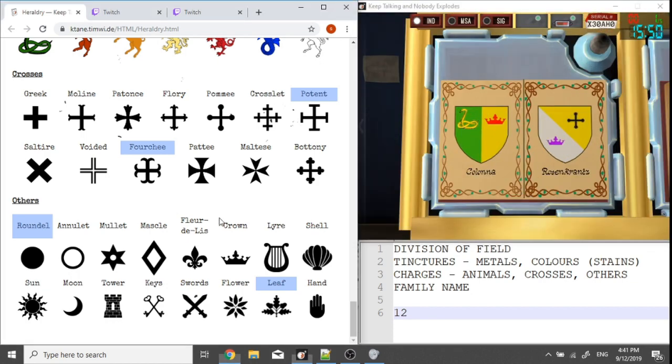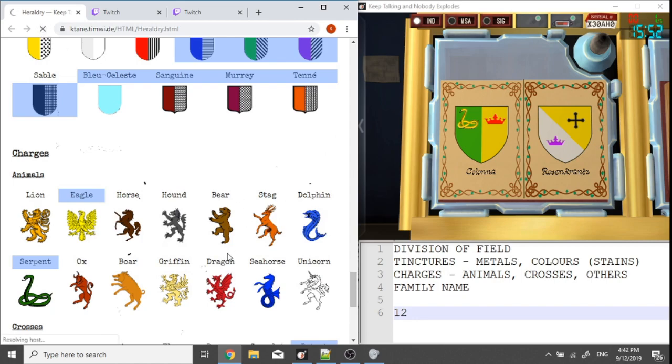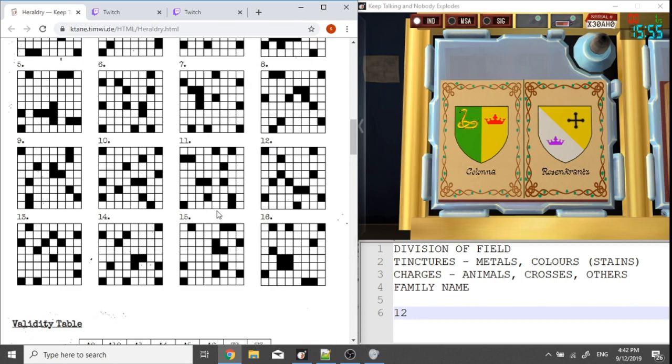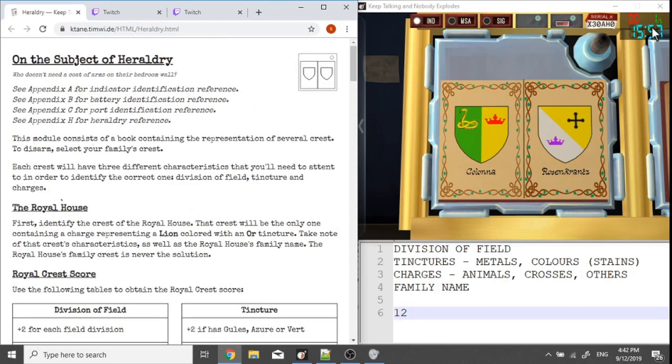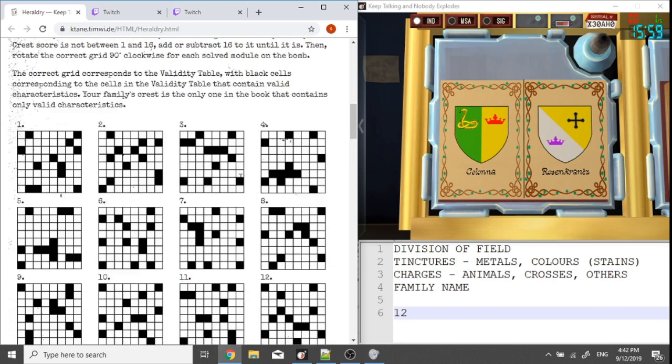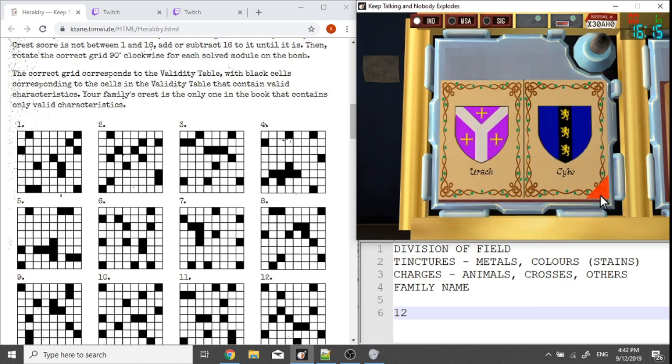Let's look at another one. Now we have to keep in mind though that we have 1 solve. So after we find the score and the correct grid, for example, is 3, we actually have to rotate it 90 degrees clockwise. So let's go ahead and find the crest with a golden lion. So an or lion.